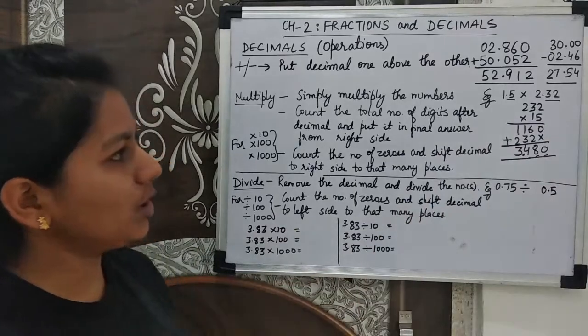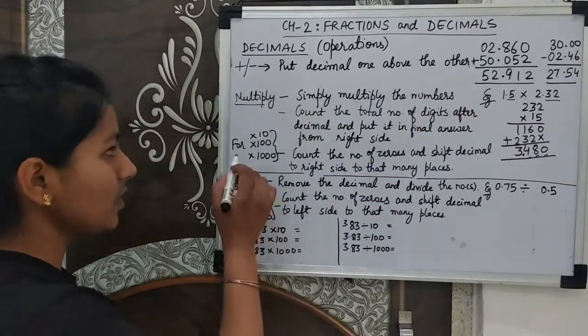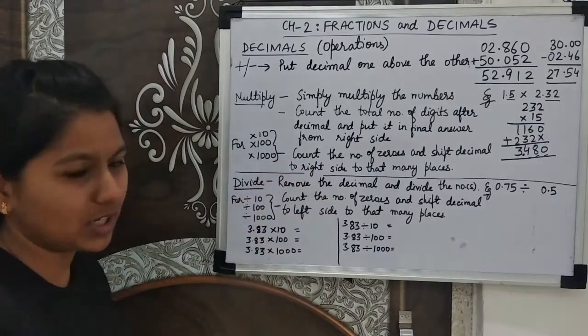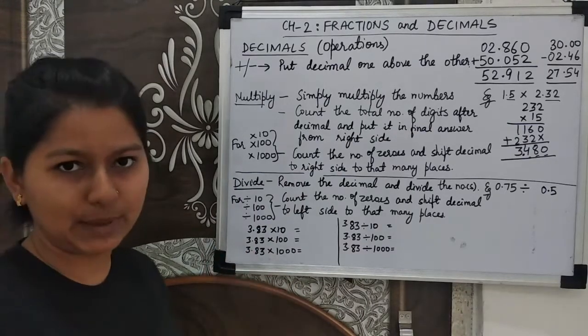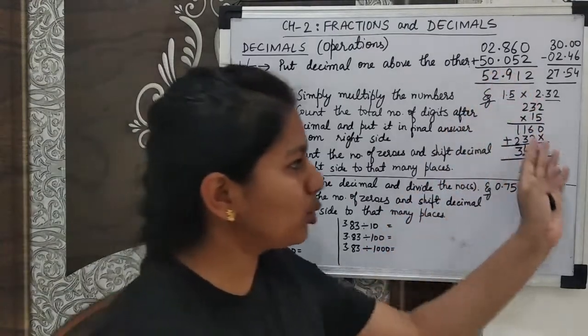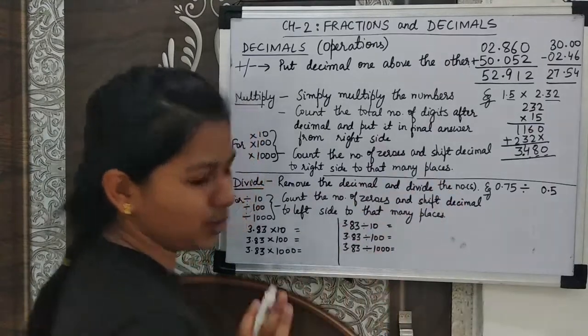So this is about multiplication of any two decimal numbers. Now supposing the multiplication is with 10, 100, 1000, 10,000, like with zeros. Here if you have to multiply by zeros, then the multiplication becomes more easy. No need to go with this lengthy process. Simply what we have to do, count the number of zeros.